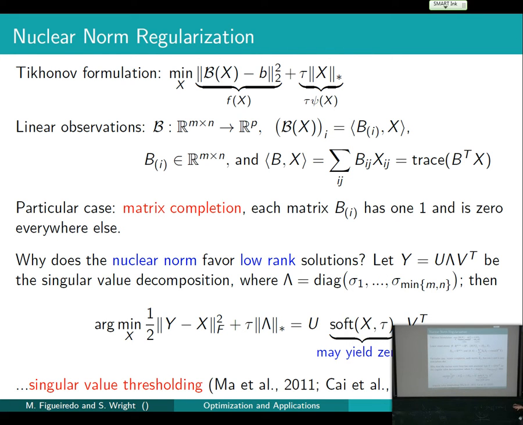Well, it turns out in this case, if you do the same thing and look at the solution of this problem, where this is the nuclear norm operator, then if you know the SVD of Y, that it's U times sigma times V transpose, just reminding you of the singular value decomposition, it's a product of three matrices, where this one is an orthogonal matrix.